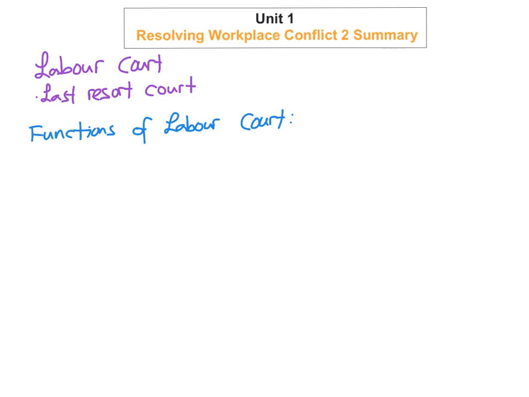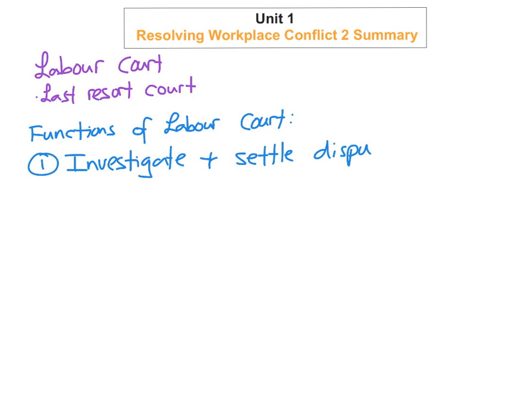Okay, for your Leaving Cert business exam, you need to know the functions of the Labour Court, and these functions do tend to come up quite frequently on the business exam. So the first function is to investigate and settle disputes. So whatever decision that they come up with, it's legally binding, so it will settle the disputes.